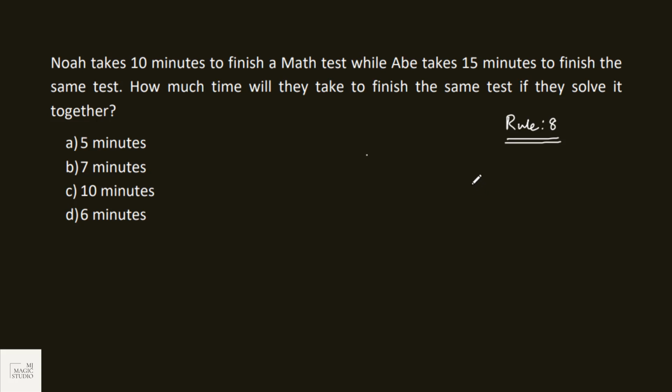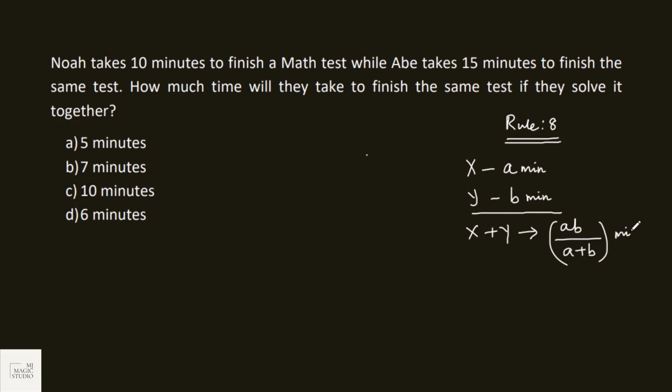It says that if X takes A minutes to complete a work and Y takes B minutes to complete the same piece of work working alone, and if X and Y are working together, they will take AB upon A plus B minutes to complete the work. This is known as the addition formula in time and work, which is easy to remember as product by sum. Whenever you are doing addition of two workers' time in time and work, it is simply product by sum.